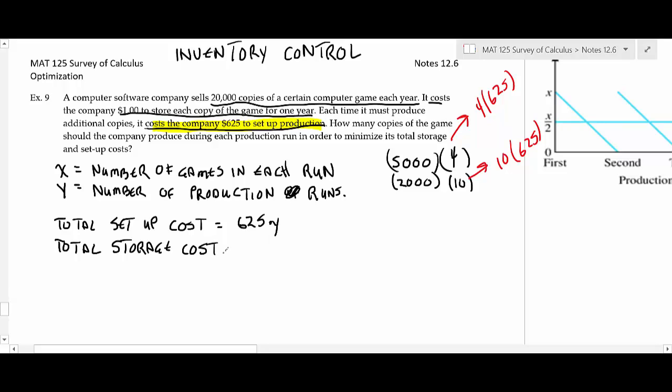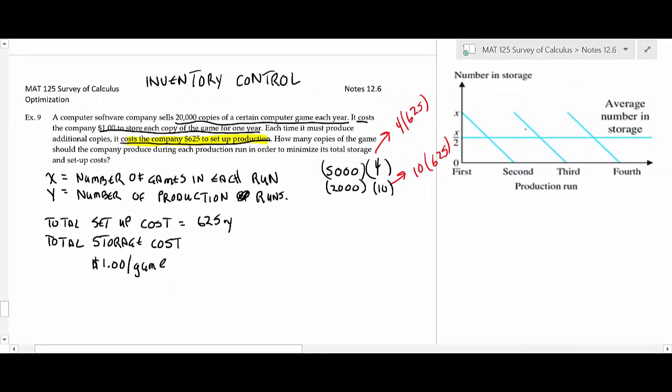Okay, so what the problem says on this is it's $1 per game. Every time it's stored, it's going to cost $1 until they get rid of it and it's pushed out of the inventory. Now this diagram, I'm going to show you what this average is, because what you're working with on this is an average.